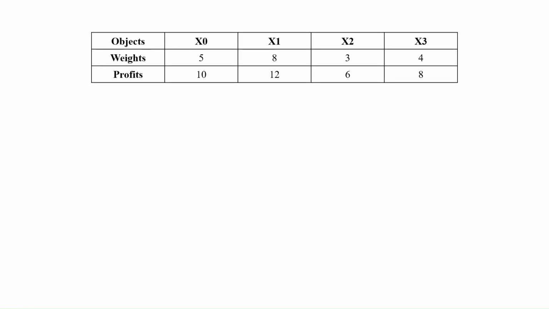Suppose we are having 4 objects, named x0, x1, x2 and x3 respectively. Each object is having a weight of 5, 8, 3 and 4. Let us consider these weights are in kg, and each object is bearing a profit of 10, 12, 6 and 8 respectively. Suppose we are having the maximum capacity of 15 kgs, now let us solve this problem using the backtracking process.